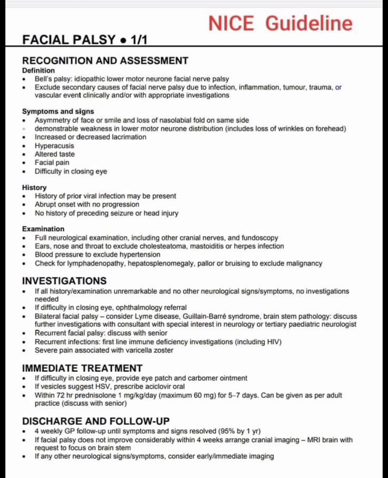Now, history. What history do we take in facial palsy? History of any prior viral infection may be present, abrupt onset with no progression, no history of preceding seizure or head injury. The examination we do for facial palsy is a full neurological examination including the other cranial nerves and fundoscopy, ear, nose and throat to exclude cholesteatoma, mastoiditis or herpes infection, blood pressure to exclude hypertension, check for lymphadenopathy, hepatosplenomegaly, pallor or bruising to exclude malignancy.